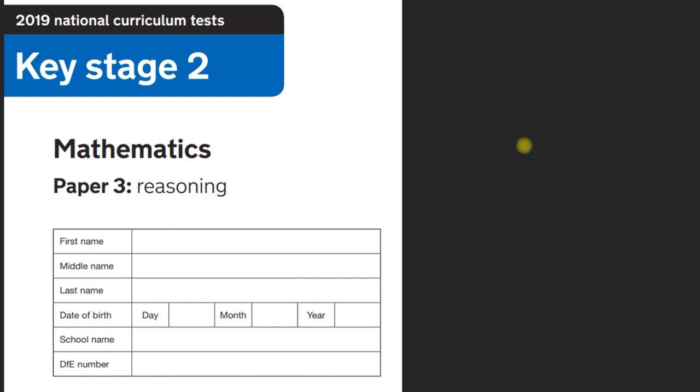Hi everyone, in this video we are going to be showing a complete walkthrough of KS2, Key Stage 2 SATs exam paper 3, the reasoning paper, which is the 2019 paper, the last paper available because, as you are all aware, in 2020 and 2021, due to the COVID pandemic, there were no SATs exams in school. Teachers' assessment grades were considered as the result. So this year, 2022, is going to be the first exam after the pandemic, and we are going to show in this video how to do the 2019 paper 3.